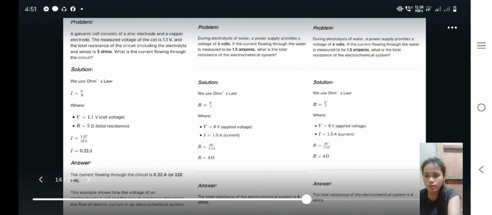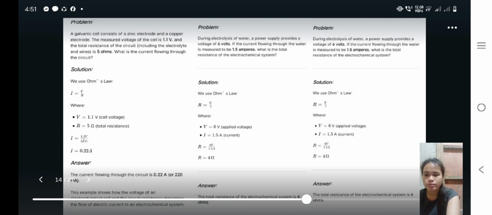So just put the given: the 1.1 V in the voltage and the 5 in the total resistance, and then just divide it. The answer is 0.22 amperes. So the current flowing through the circuit is 0.22 amperes or 220 milliamperes.